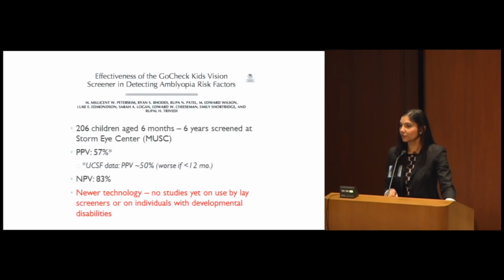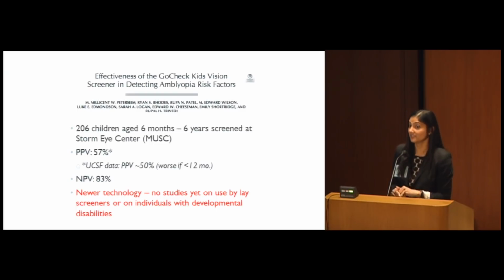And then looking at the Go Check Kids device, this is unfortunately a newer technology, so they don't have a lot of validation studies. They don't have one in the community and they don't have one in the developmentally disabled population. However, in this particular study, the Go Check Kids screening device was used in an eye center, so it was used by eye personnel. The positive predictive value was actually quite low at 57%.